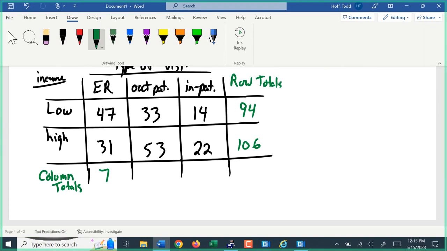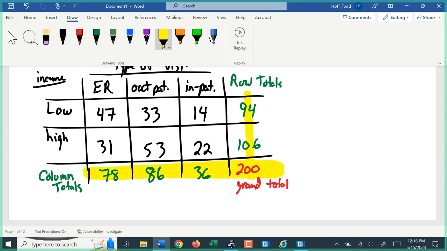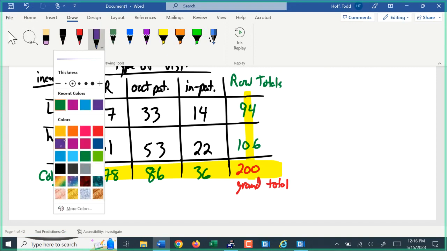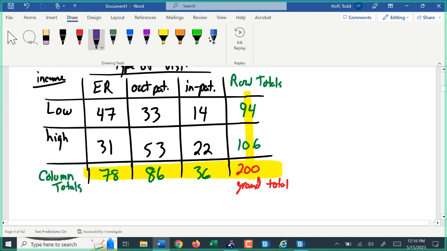47 plus 31 is 78 ER visits. 33 plus 53 is 86 outpatient visits, and 14 plus 22 is 36 inpatient visits. Adding those up, we get a grand total of 200. So that's the same total this direction as it is this direction. If it's not, we did something wrong. So you need to go back and double check your totals if that's the case.